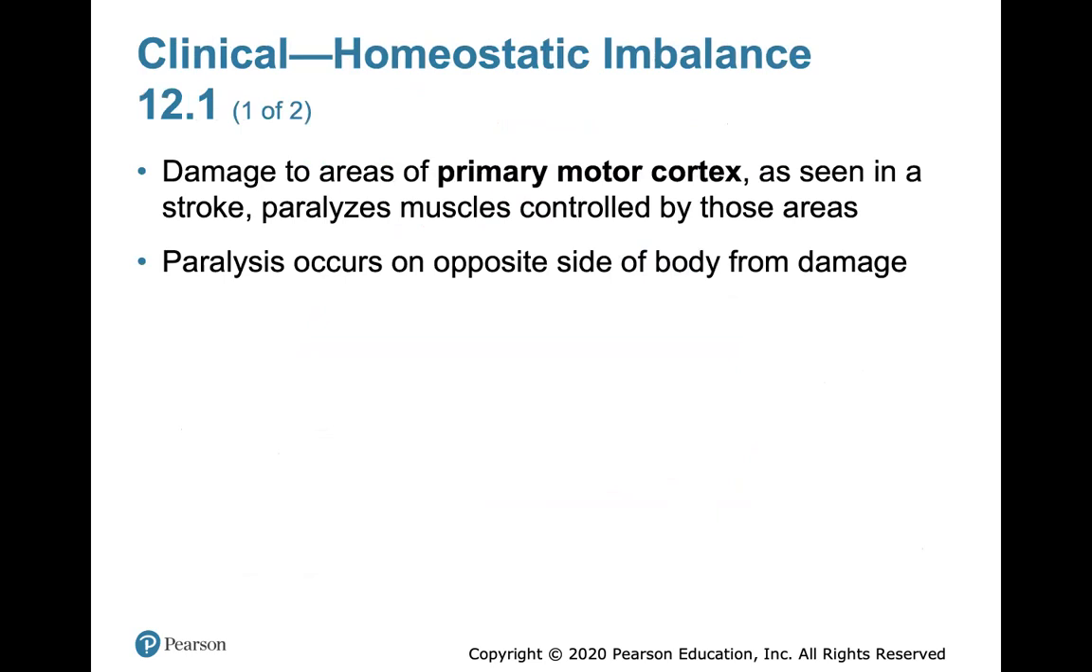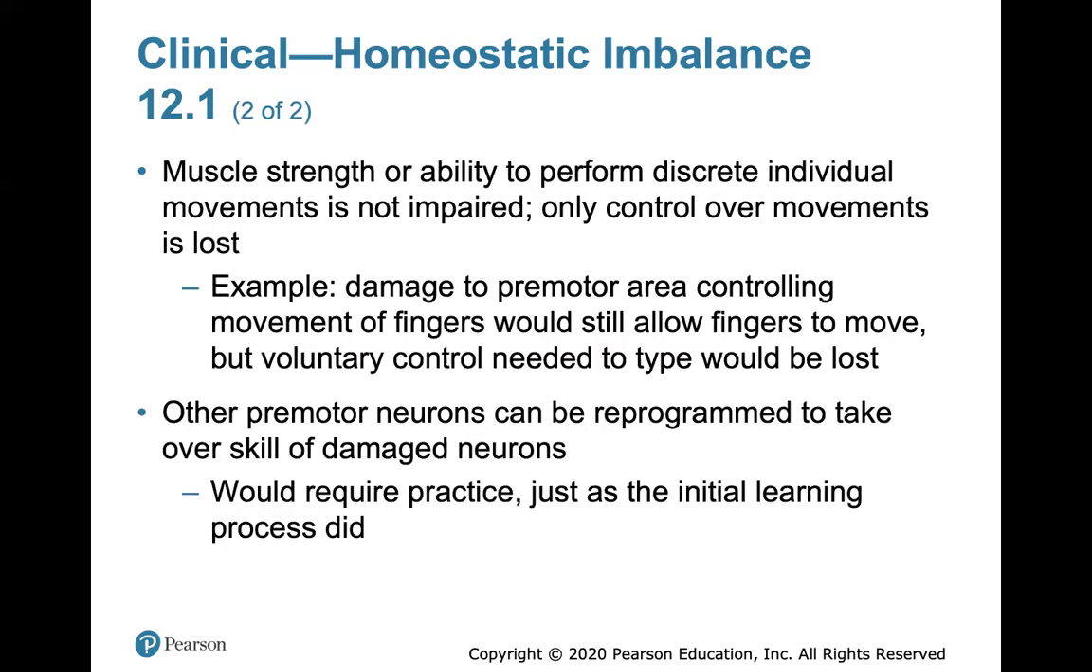Damage to areas of your primary motor cortex, as seen in a stroke, could paralyze muscles controlled by those areas. And paralysis always occurs on opposite sides of the body from the damage, because the brain always controls the opposite side of the body. Muscle strength, or the ability to perform discrete individual movements, is not usually impaired. Only control over those movements is lost.